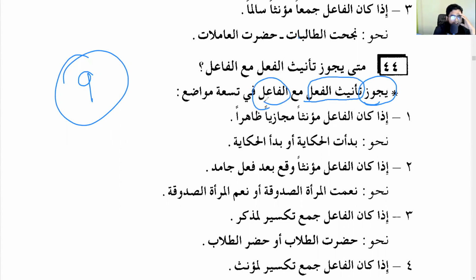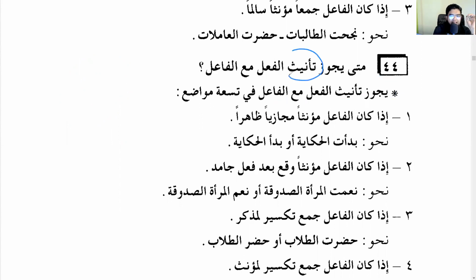يجوز تأنيث الفعل مع الفاعل في 9 مواضع. There are 9 positions in which it is allowed. So تأنيث الفعل means making the verb female with the fa'il. Yajuzu, he says, when is it allowed? That means not mandatory, right? It's not mandatory. So what are the 9 places?